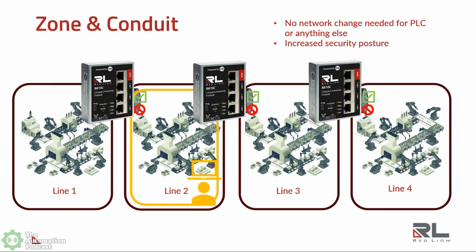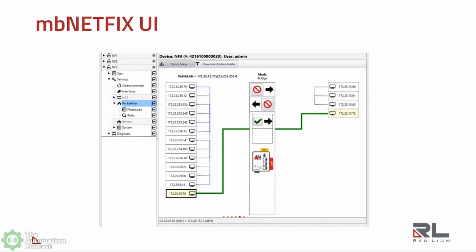And really all you're talking about doing here is plugging the WAN into one zone, and then one port of the LAN into the other zone. And then you configure it using that graphical interface, which is what I'm showing here. There's a graphical interface available to our customers with the MBNet Fix software, which is a free download off our website. This software is great in that it gives you a graphical representation of the communication that's trying to happen across that conduit.